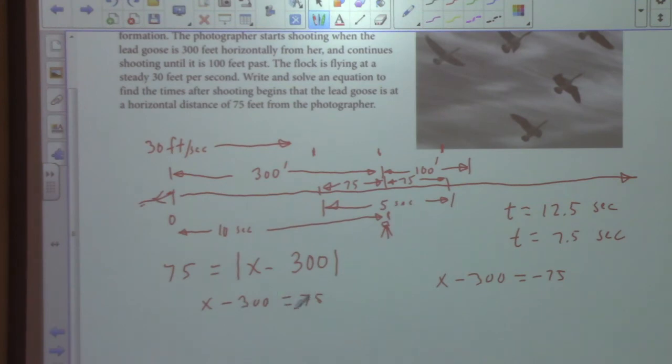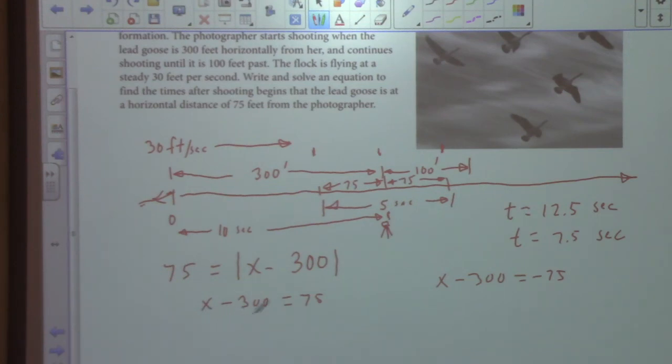Yeah. What about the time? Because now we're interested in the time. Because we solve this, we'll get 375, which is right here. We solve this, we would get 225. So there's something we have to do to the timeliness of this to make it work.